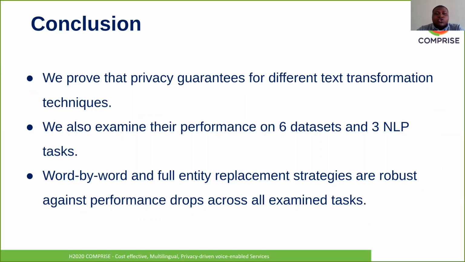In conclusion, we prove the privacy guarantee for different text transformation techniques, and we show their performance on 6 data sets and 3 NLP tasks. We conclude that only word-by-word and full entity replacement are more robust to downstream tasks.